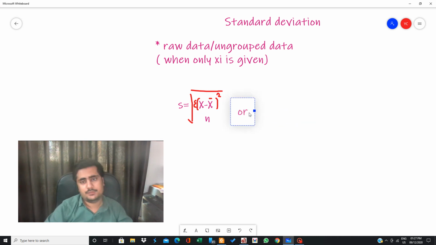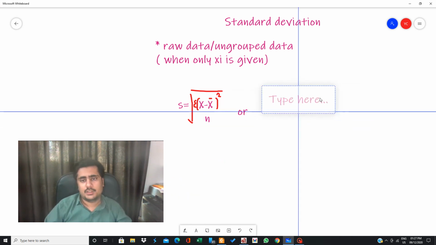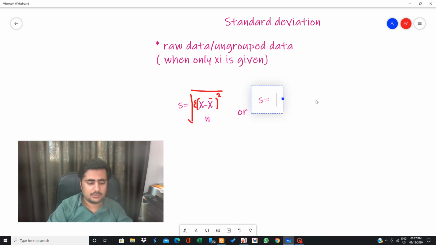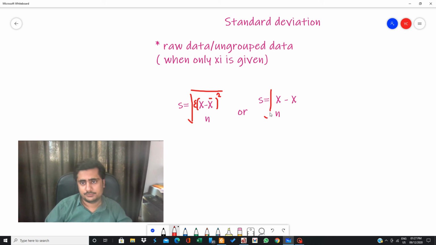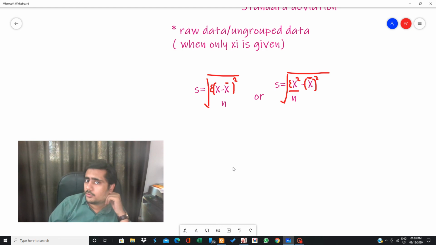Or, what is the other formula? Standard deviation is the square root of sigma x square upon n minus x bar whole square. So this is for raw data or ungrouped data when only xi is given. Standard deviation is the square root of sigma (x minus x bar) whole square upon n, or standard deviation is the square root of sigma x square upon n minus x bar whole square.